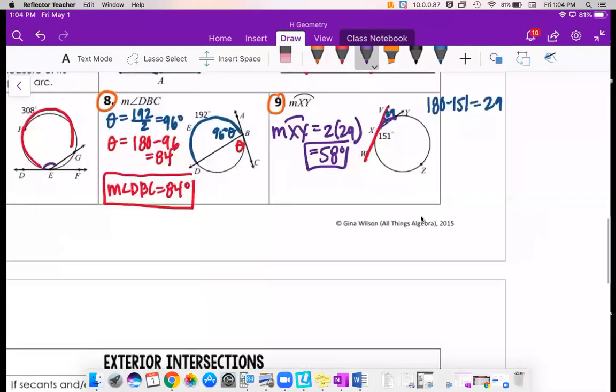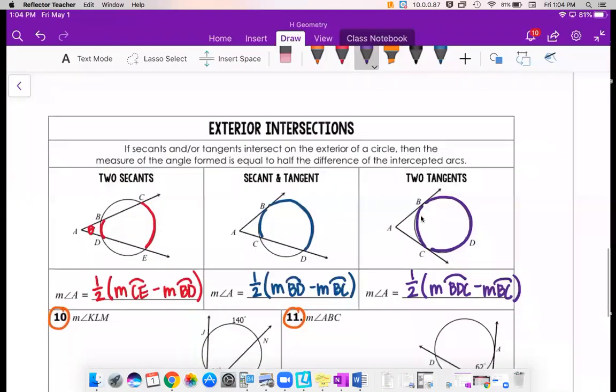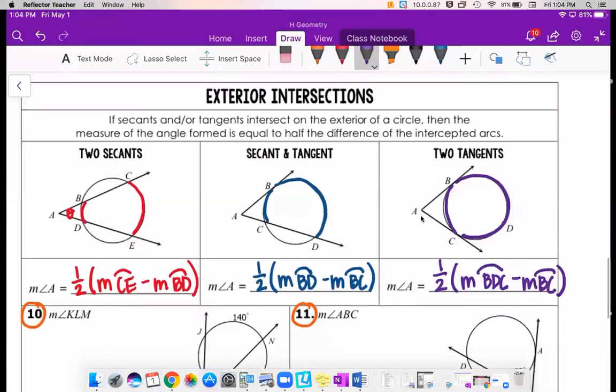Okay, so that's your secant and your tangent when they intersect at the tangent point. And now here's when you have exterior intersections. So it says if a secant and/or tangent intersect on the exterior of a circle, then the measure of the angle formed is equal to half the difference of the intersected arcs. So here are the 3 examples you guys have.